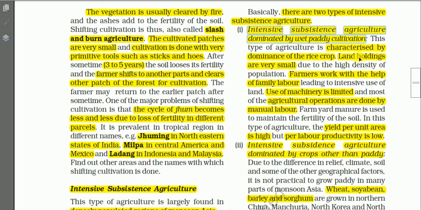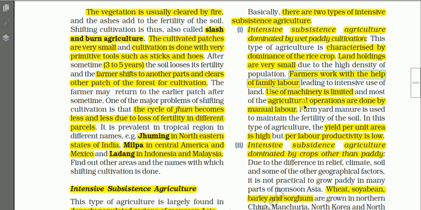Now let us find out the important characteristics of intensive subsistence agriculture dominated by wet paddy cultivation. This type of agriculture is characterized by dominance of rice crop. As the name indicates, this type of farming is dominated by rice crop. Another feature is that landholdings are very small, due to high density of population. That means fragmentation of landholding is there. Then farmers work with the help of family labor, leading to intensive use of land.